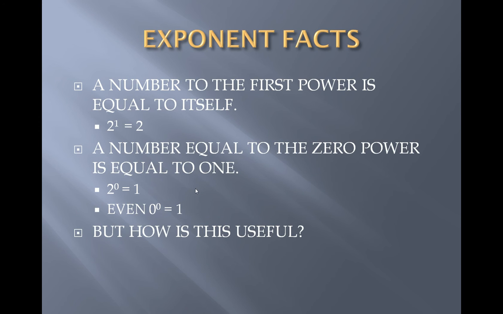Well, this is neat information, but how is this useful to us? Well, let's look at some exponent facts. There's really only two of them that we have to remember: a number to the first power is equal to that number itself. So 2 to the first power is equal to 2. Very simple, right? A number to the 0 power is equal to 1. So 2 to the 0 power is equal to 1. Even 0 to the 0 power is equal to 1. That's kind of a little neat factoid for you there.